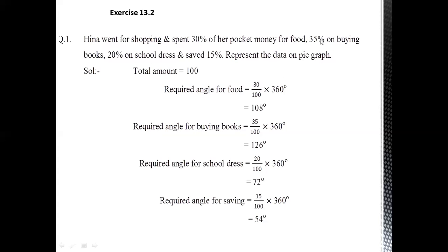For buying books, 35%. So 35 out of 100, multiply 360, because 360 is the complete circle of 360 degrees. So 35 multiply 360 divided by 100, you get 126 degrees. Now required angle for school dress, that is 20 over 100, multiply 360, so you get 72 degrees. Required angle for saving, 15 over 100, multiply 360, that is 54 degrees. So you get 108 for food. If you add 108 with 126 with 72 and 54, you will get total 360.